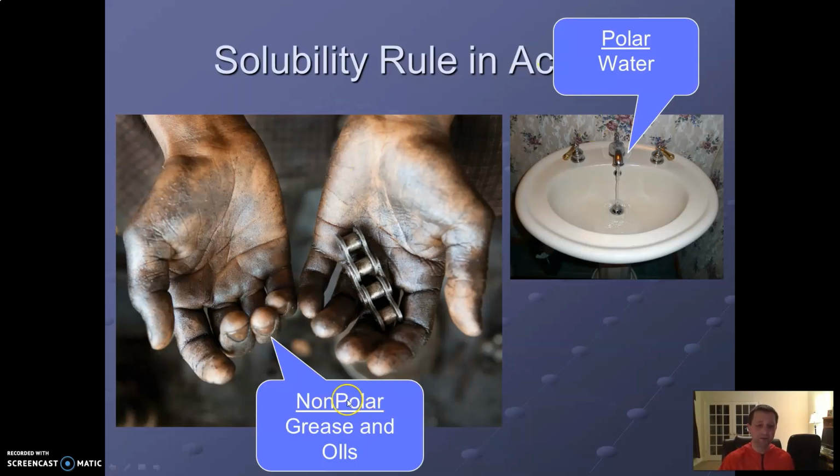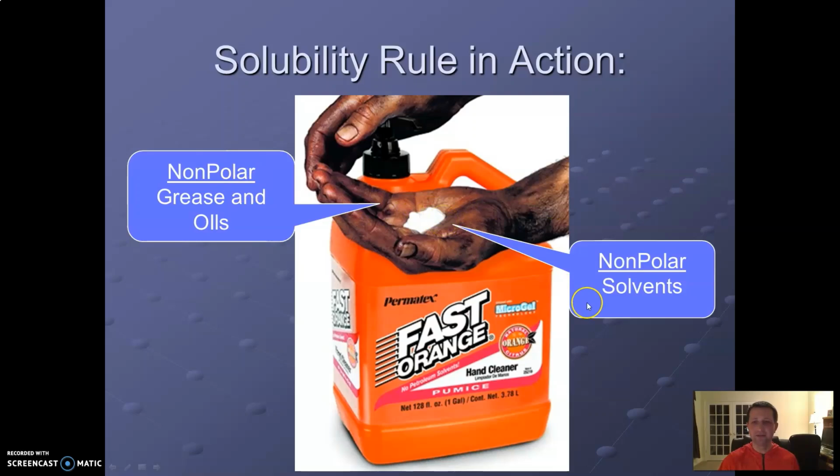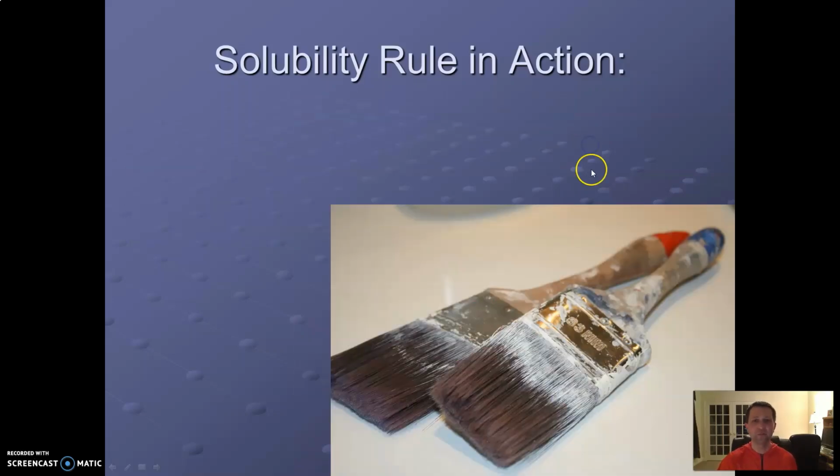Well, nonpolar grease and oil and polar water don't mix. So you need to add something to that, right, to help get that grease and oil off of your hands. So an example could be your nonpolar grease and oil on your hands, and then you have some nonpolar solvent like this. So the nonpolar solvent helps dissolve the grease and oil, and the water could help just wash it away and rinse it off.